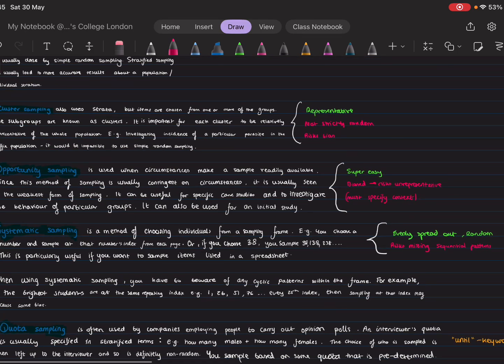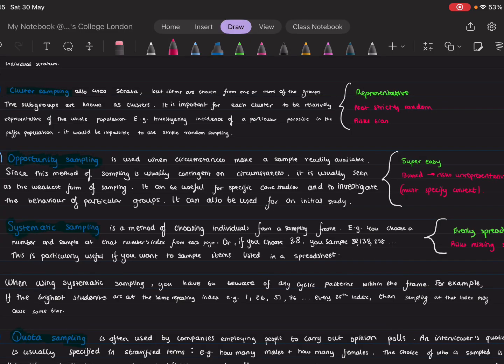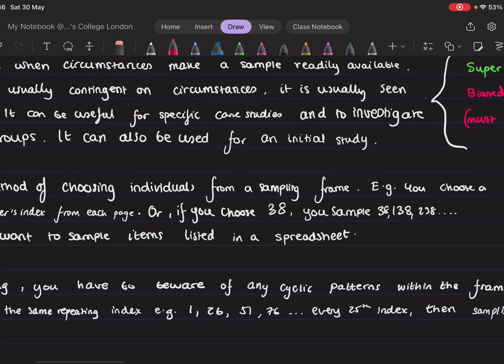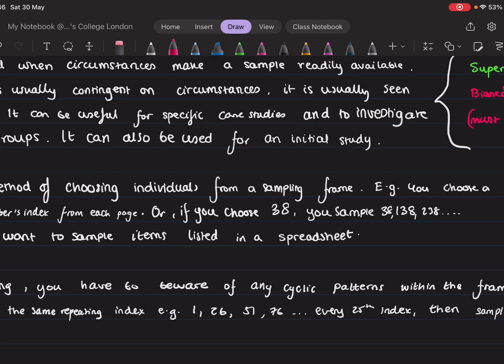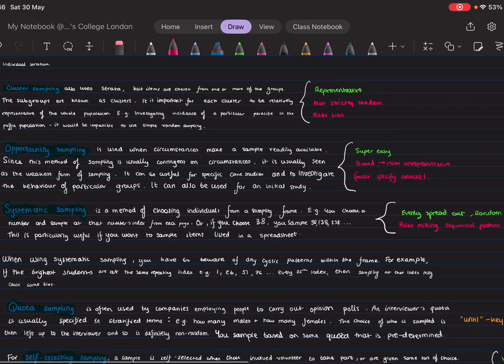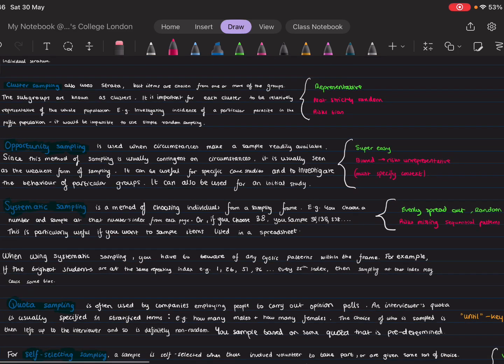For systematic sampling, it's a method of choosing individuals from a sampling frame based on some regular interval, or I guess choosing every nth item from a sampling frame. So like if you choose the number 38, and then you just sample after every 100, so the 38th index, 138th index, 238th index, etc. This is particularly useful if you want to sample items listed in a spreadsheet.